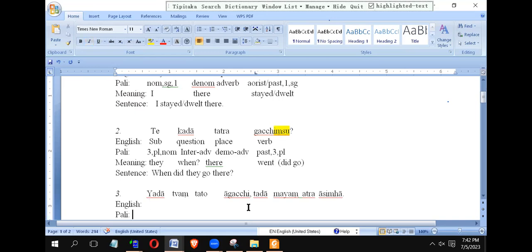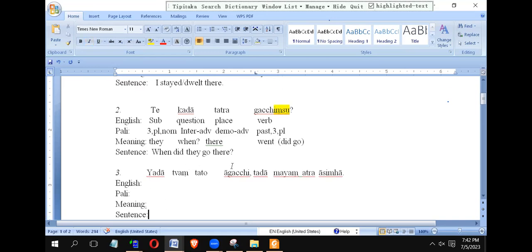Now this one starts with yada and tada already. It's a long sentence, but we can break it from here. Yada tvam tato agacchi, tada mayam atra asimha. Okay, so if you don't know the answer, you can look at the back, no problem. For any student, you all can look at the answer. We went here when you came. We were here.